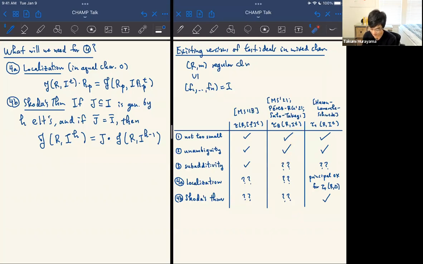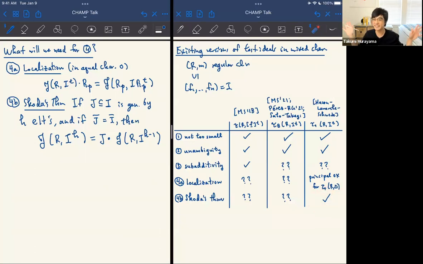But in any case, what I want to point out is that last year there is a new version of test ideals due to Haken, Lamarche, and Schwede. And these are nice because they're not too small and they're unambiguous. We don't know they have subadditivity, but they do satisfy a localization type property for principal localizations, as long as you replace the ideal with a divisor. This will come up later in the talk, but I'll at least show you how that happens. And it does satisfy a Schwede type theorem.